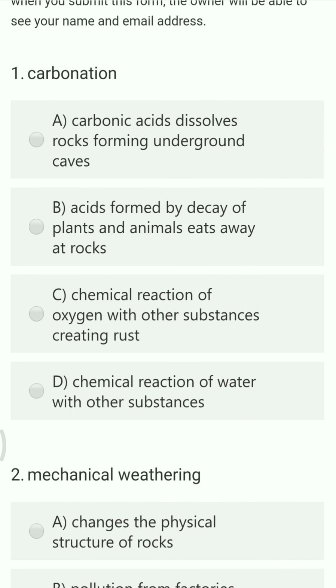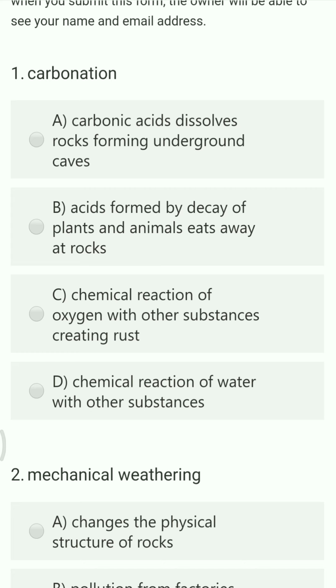Carbonic acid dissolves rock forming underground caves. Acid formed by decay of plants and animals eats away the rocks. Chemical reaction of oxygen with other substances creating rust, and chemical reaction of water with other substances. So carbonic acid is very much essential in the case of karst topography. You need the presence of carbon dioxide under the groundwater level. So carbonation is the carbonic acids which dissolve the rock forming underground caves.